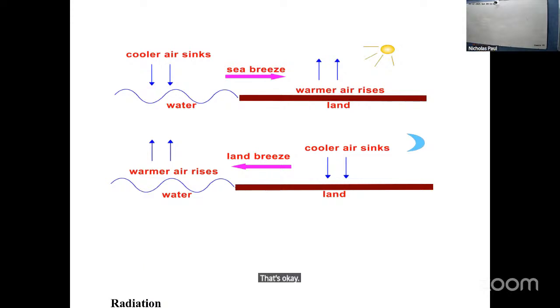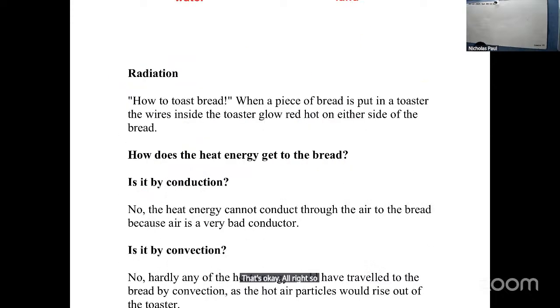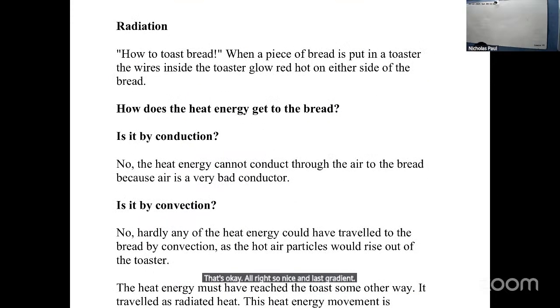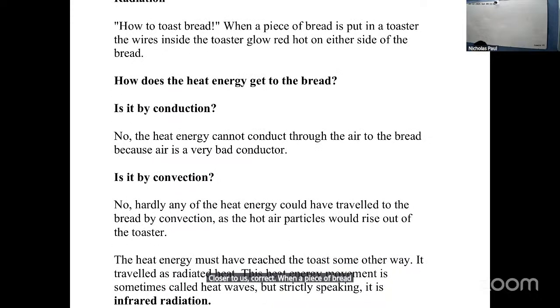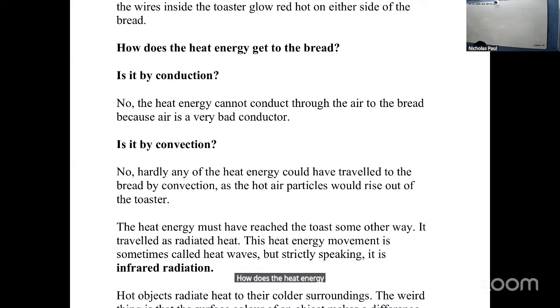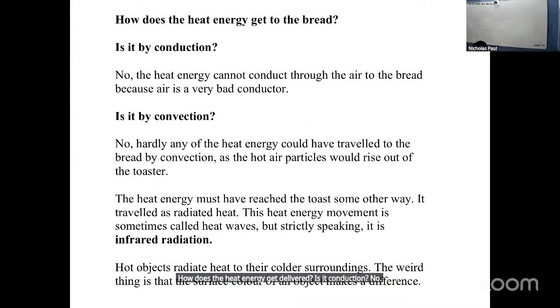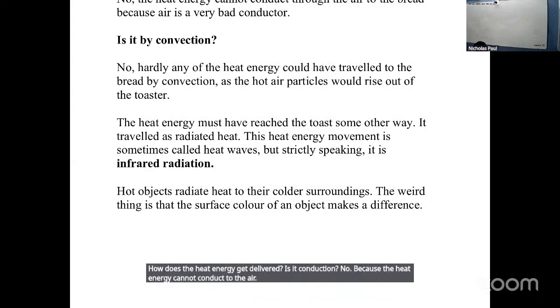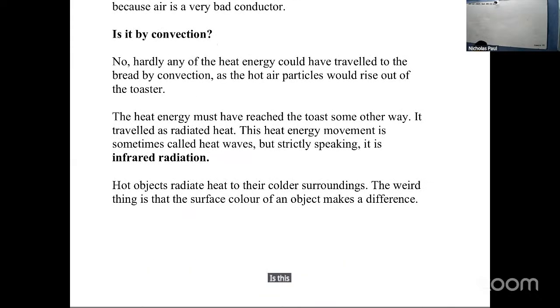All right, so nice. And last thing, radiation. How to toast bread. When a piece of bread is put in a toaster, the wires inside the toaster glow red hot on either side of the bread. How does the heat energy get to the bread? Is it conduction? No, because the heat energy cannot conduct through the air. Is it convection? No.